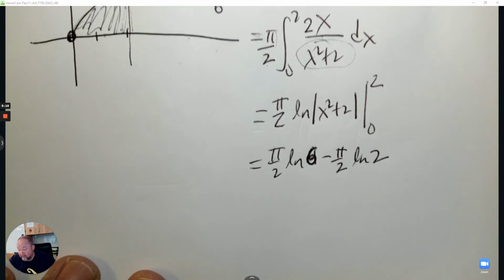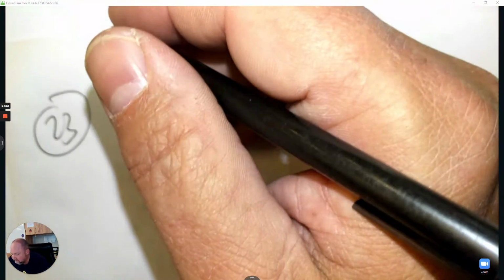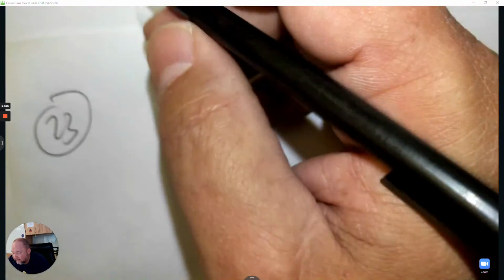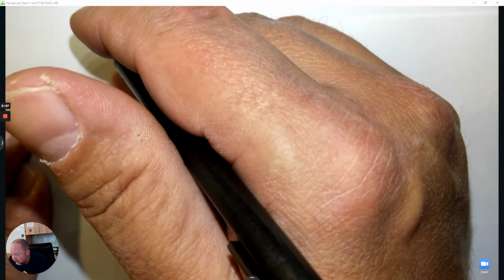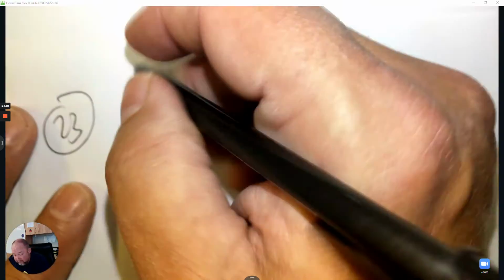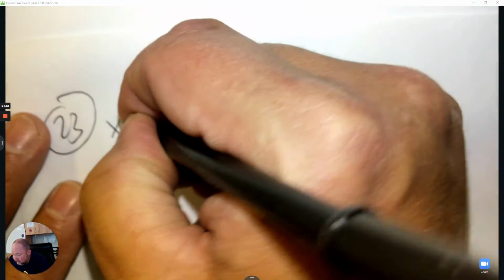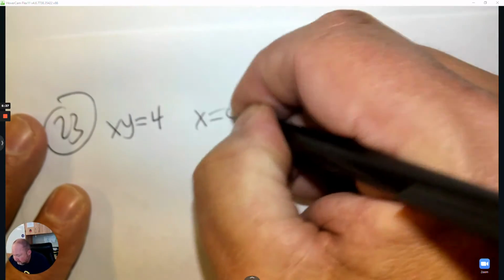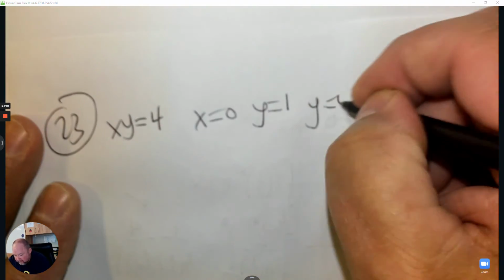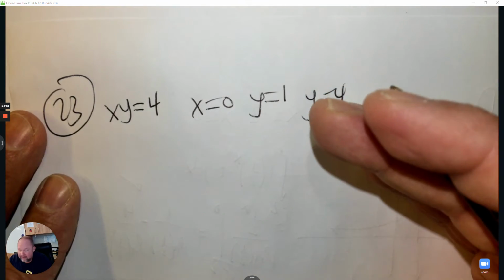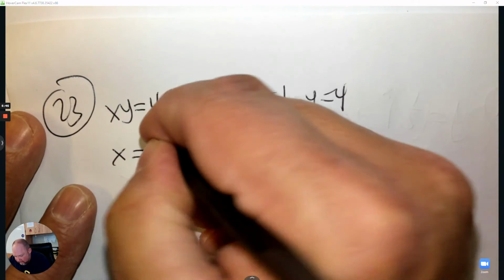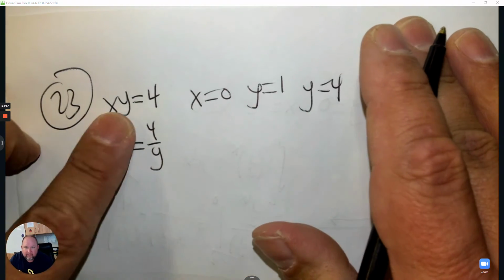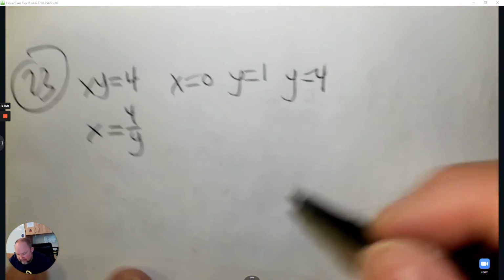All right, number 23. Without using a calculator, find the volume of a solid formed by the square cross-sections perpendicular to the y-axis, whose base is the region bounded by x times y equals 4, x equals 0, y equals 1, and y equals 4. So because it's perpendicular to the y-axis, I'm going to write this as x equals 4 over y. So I divide it by y, so I have everything in terms of y.